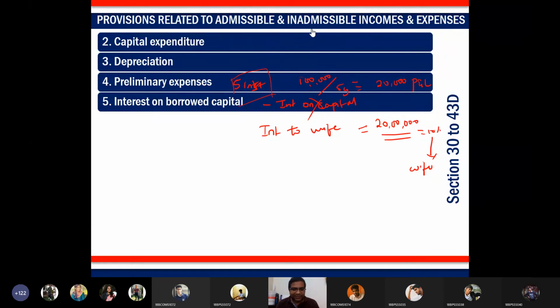Second, your wife is getting 2 lakh rupees from you as interest. Is she also paying tax on that 2 lakh rupees income she has had? That will also be scrutinized, right? But for us, that's not a matter of concern.